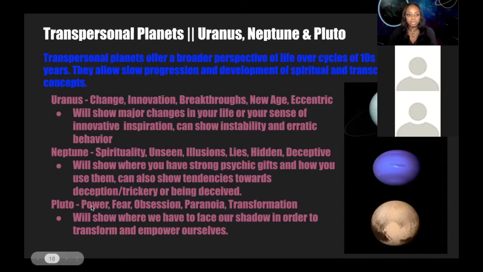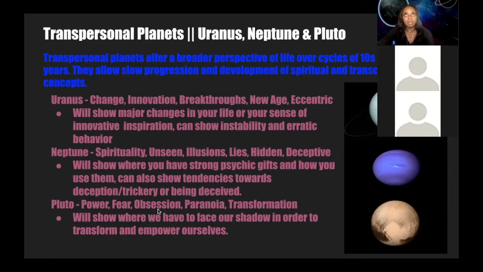And then we have Pluto. So Pluto represents power, fear, obsession, paranoia, transformation. And it will show where we have to face our shadow in order to transform and empower ourselves. So, this is a very intense energy. Pluto is often an area of our chart that is going to show a lot of deep hidden pain, a lot of deep hidden mysteries, and things that we don't like to talk about because we like to keep them underneath the surface.